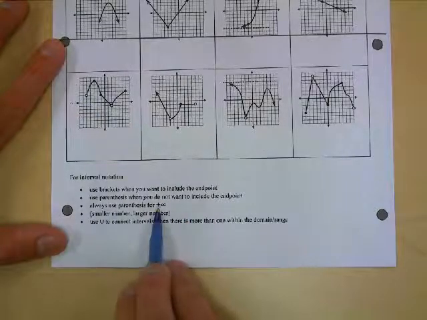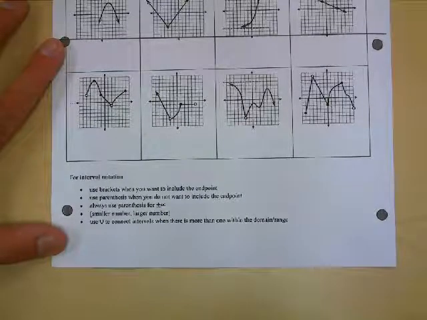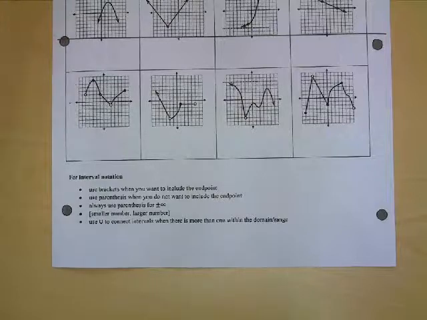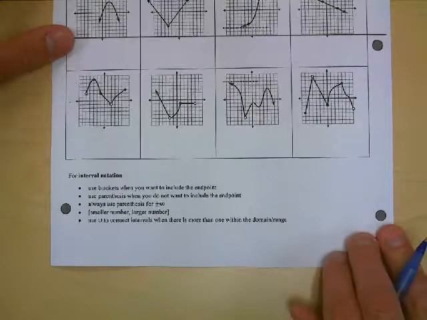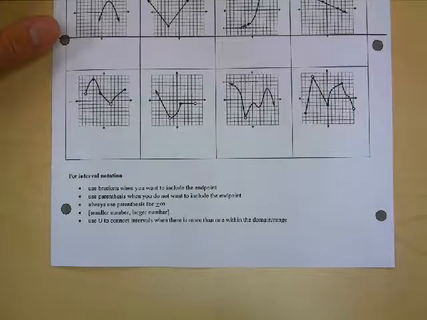Always use parentheses for plus or minus infinity. So if it's positive infinity or negative infinity, always use parentheses because, well, are we including the point infinity? Can we ever reach infinity? Well, no, because infinity is not a number. It's just the concept that the number keeps getting bigger and bigger and bigger.